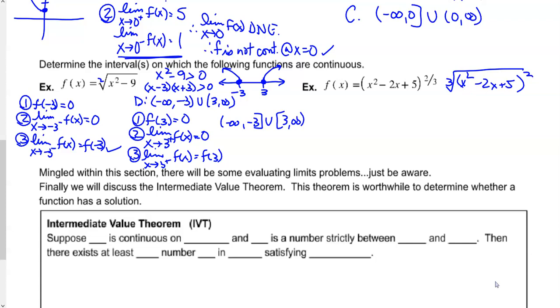So please remember that because this is an odd index, or an odd number down here for your root, then by our theorem, our function is continuous everywhere, all in the real numbers. Okay? So that would mean that the interval that we are continuous on would be from negative infinity to positive infinity. And that's where it is.